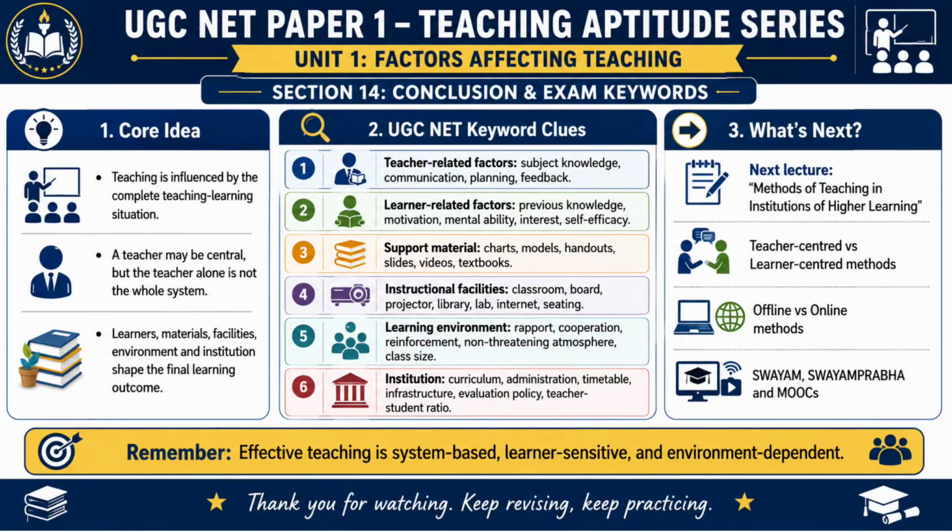If it mentions classroom, board, projector, library, lab, internet, or seating, think of instructional facilities. If it mentions rapport, cooperation, reinforcement, non-threatening atmosphere, or class size, think of learning environment. If it mentions curriculum, administration, timetable, infrastructure, evaluation policy, or teacher-student ratio, think of institution.